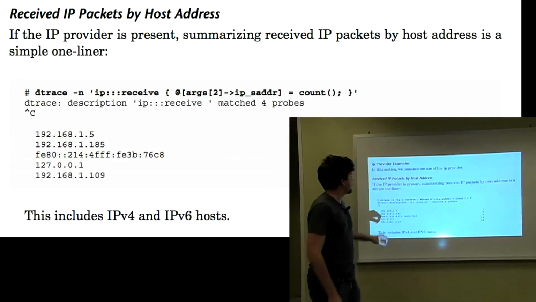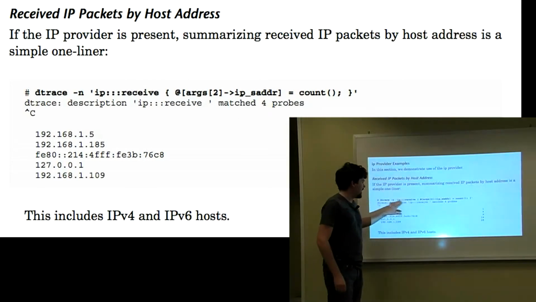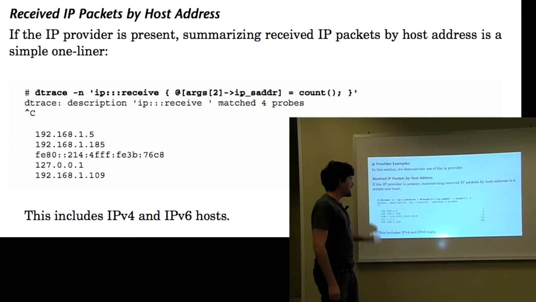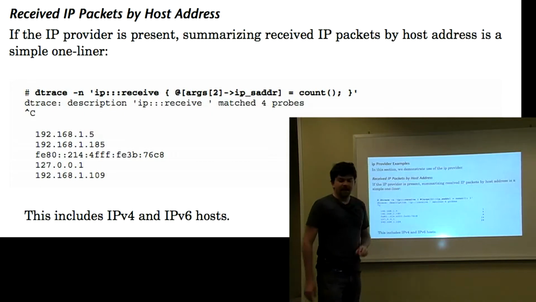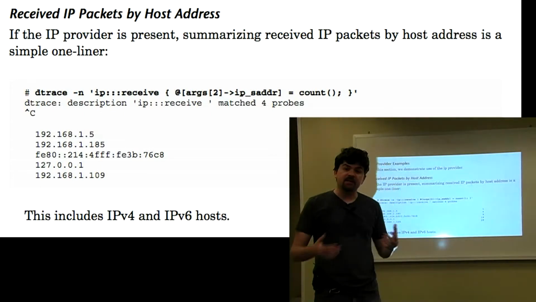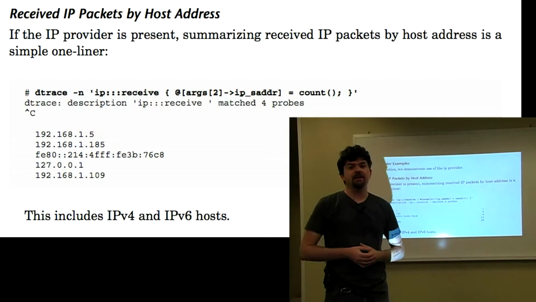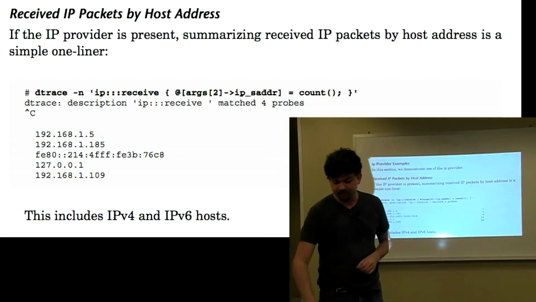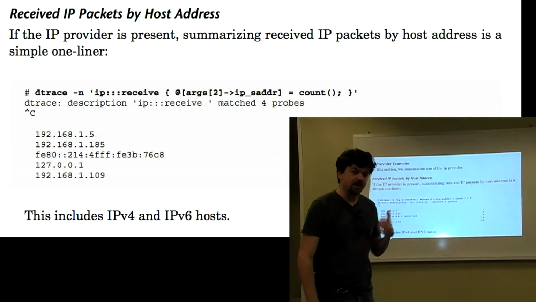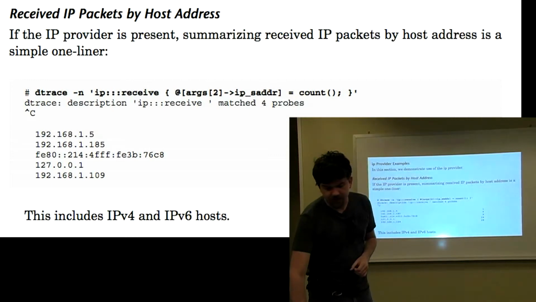So for example, here's a one-liner that's doing IP receive and is aggregating by source address. This uses the DTrace IP provider, which should be in Solaris 11. It was not in Solaris 10. And you can now run this one-liner and all the related scripts with it as well.